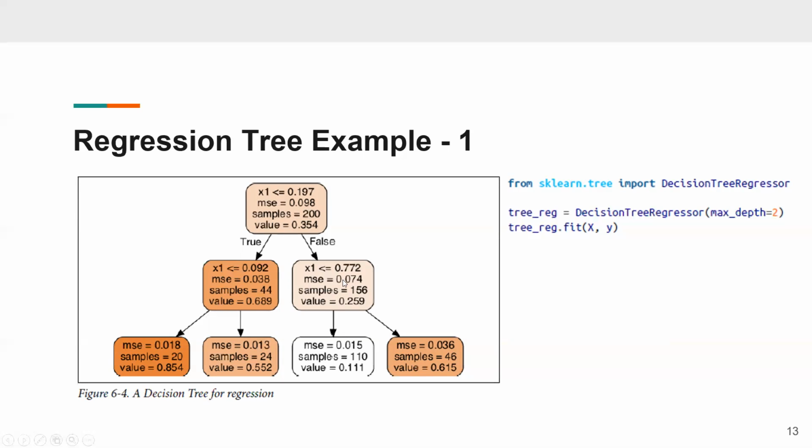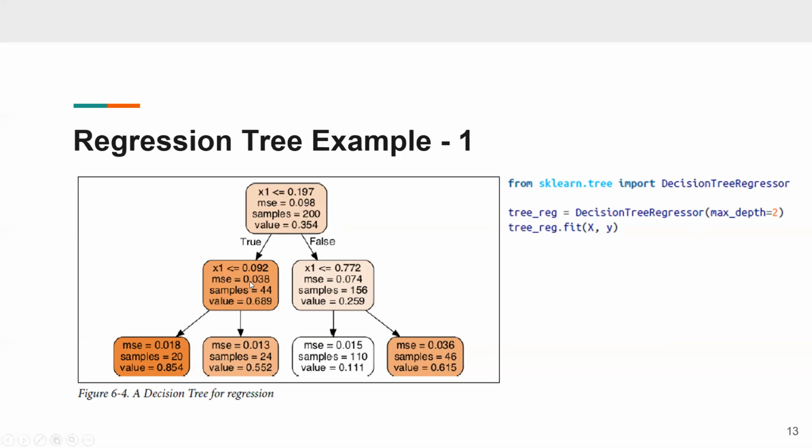So if you pay attention, we have 200 samples. We split on the left-hand side 44, right-hand side 156. Same thing for this 44, it can be further split to 20 and 24. And then one more thing I want you to pay attention to here is this MSE, the original MSE, 0.098.